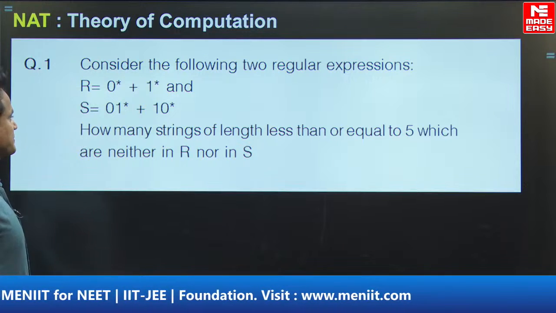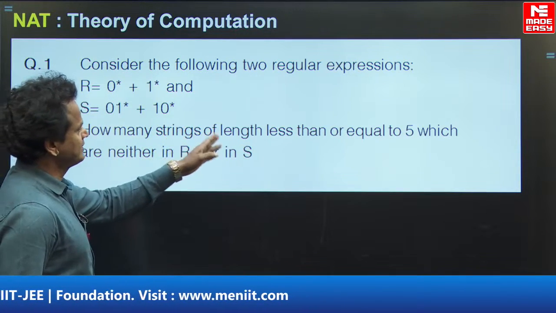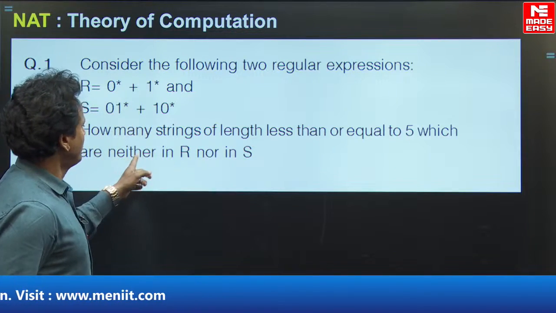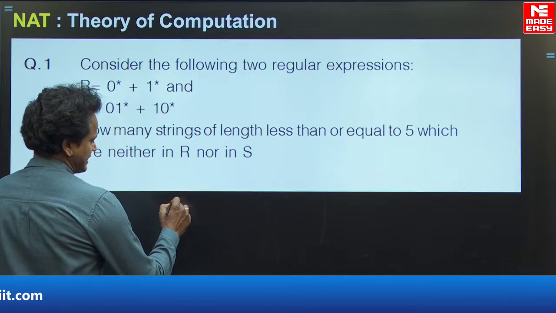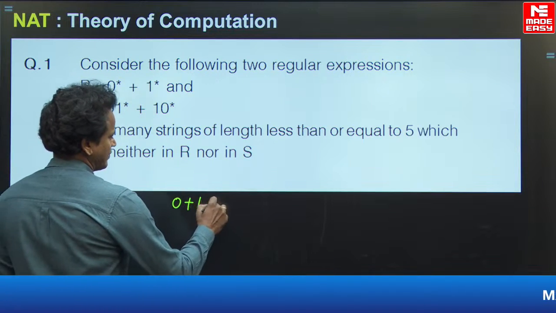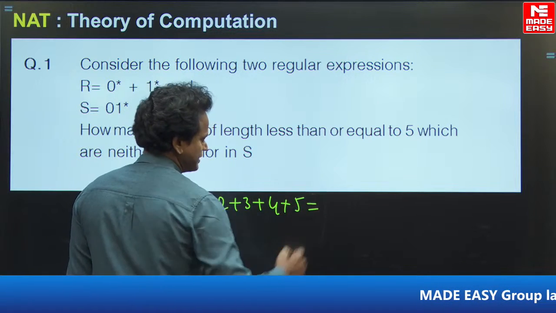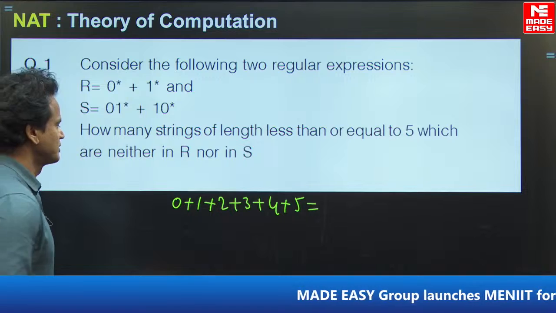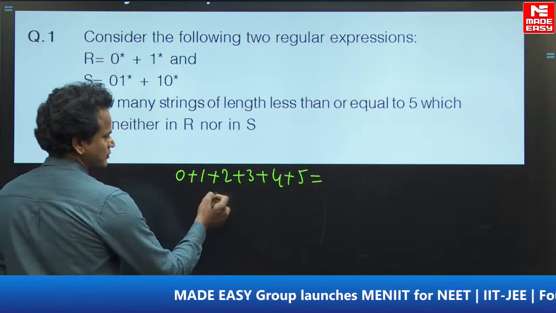Consider the following two regular expressions, R and S are given. How many strings are there of length less than or equal to 5, which are neither in R nor in S? First, length less than or equal to 5 means length 0 or length 1 or length 2 or length 3 or length 4 or length 5. Find the combinations of zeros and ones: length 0 is epsilon, length 1 is 0 or 1, length 2 like this.